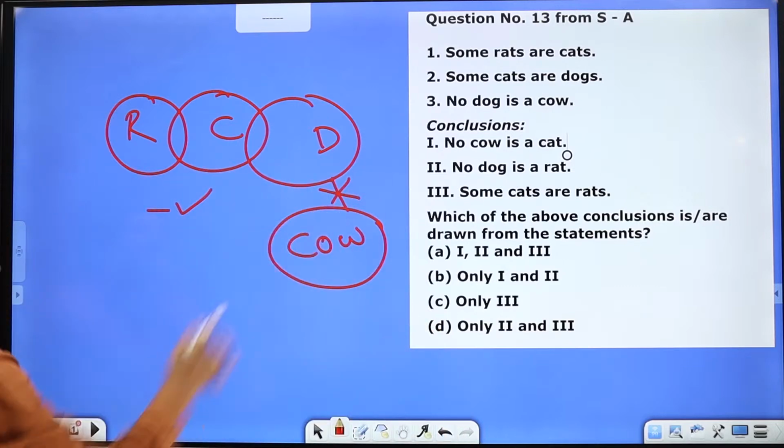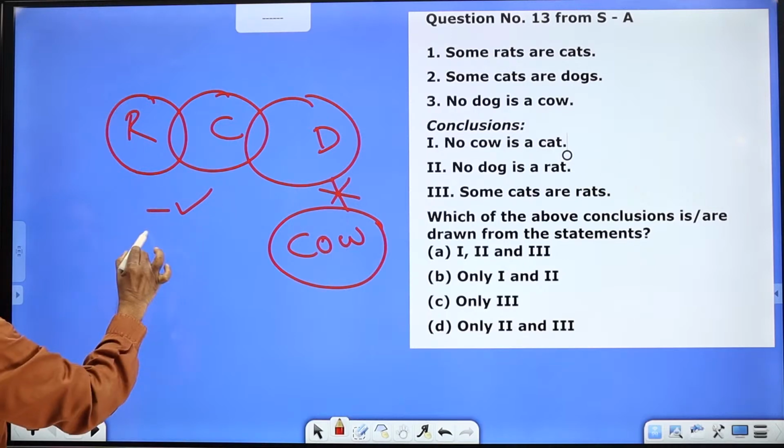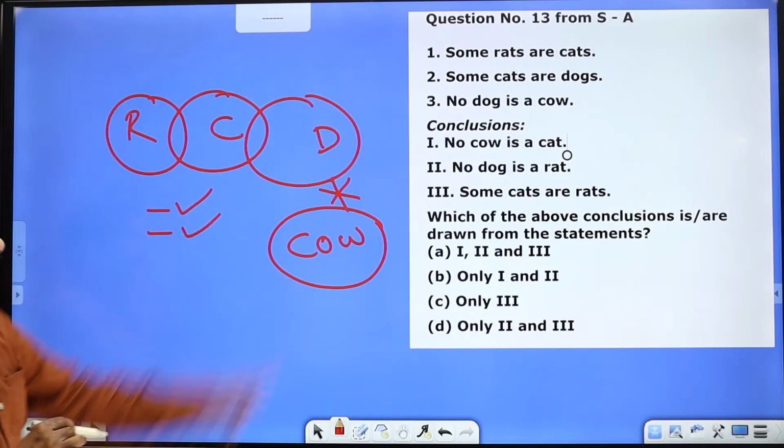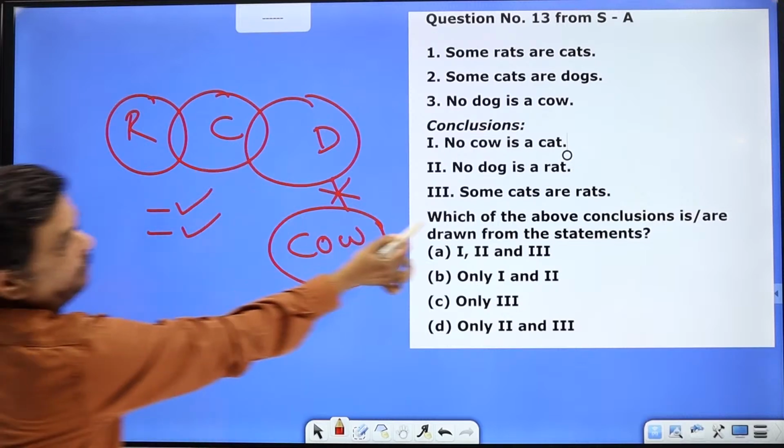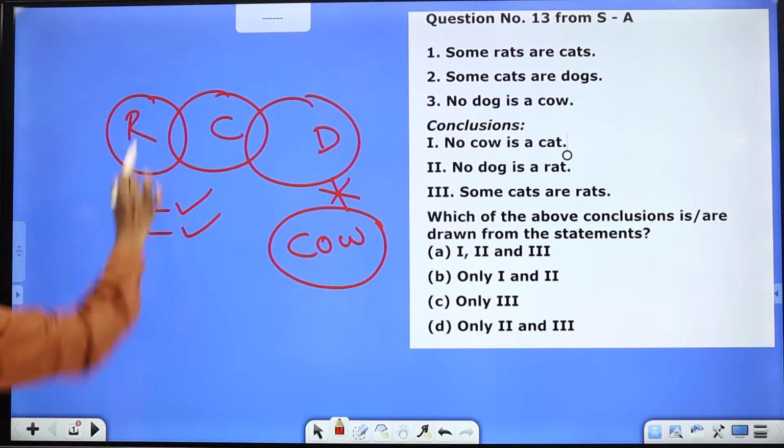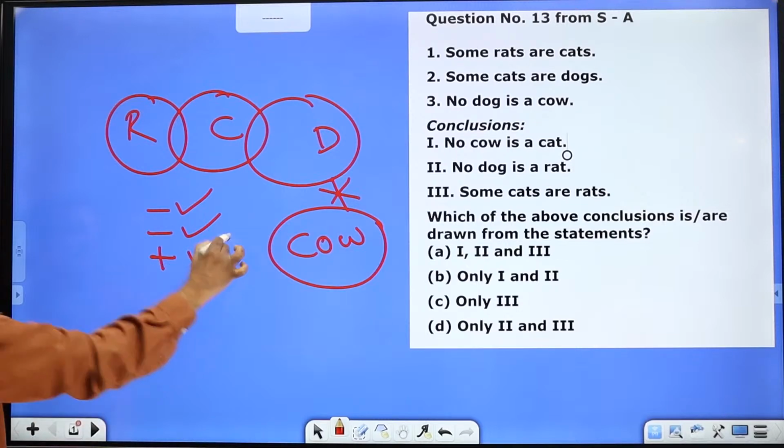Second one, no dog is a rat. No dog is a rat, right. Negative, right. Then the next one is some cats are rats. Some cats are rats, positive, right.